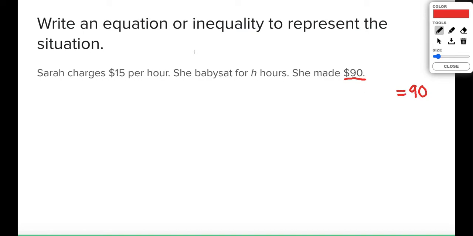Next, let's look for any other important pieces we need. We know that Sarah charges $15 per hour, and my unknown is how many hours she babysat for. That means if I take the $15 she makes per hour and times it by the unknown number of hours, that would tell us how much she made, based off the fact that we know she made $90. So 15 times h, or 15h, equals 90 is an equation that represents that situation.